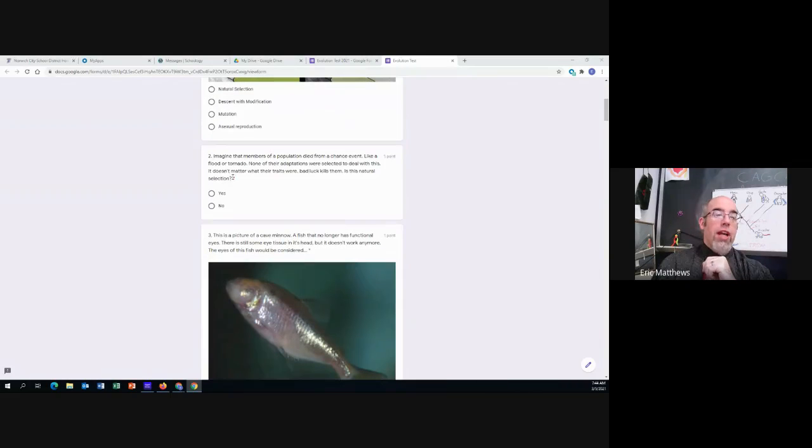Number two, imagine that members of a population died from a chance event, like a flood or a tornado. None of their adaptations were selected to deal with this. It doesn't matter what their traits are. It was bad luck that killed them. They were in the way when a tree fell and it just smushed them. Was this natural selection? Yes or no? So a population gets killed by a freak random event. Is this natural selection? Yes or no?